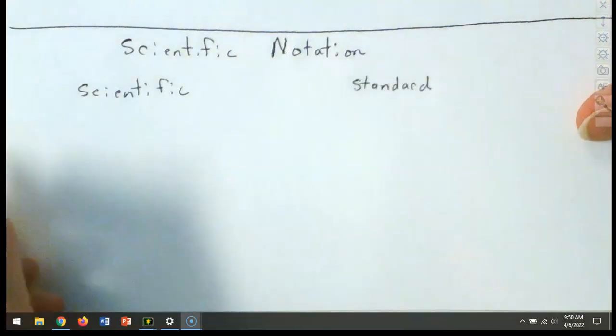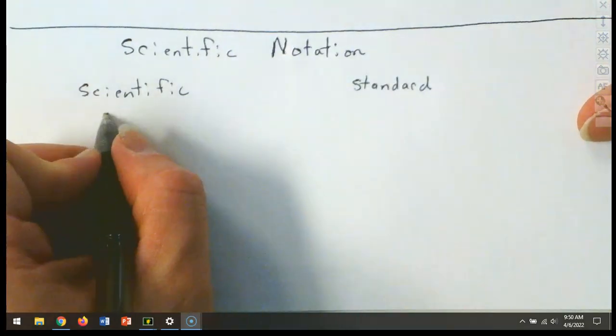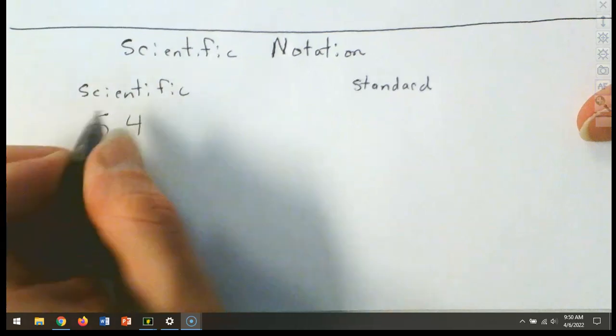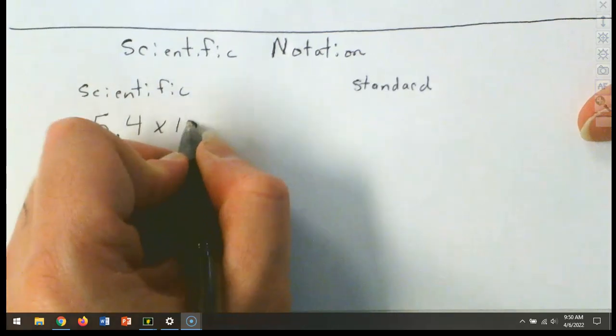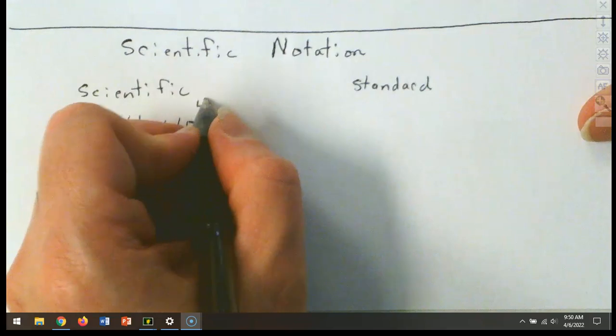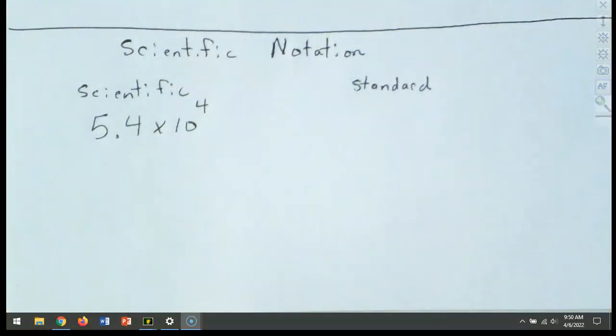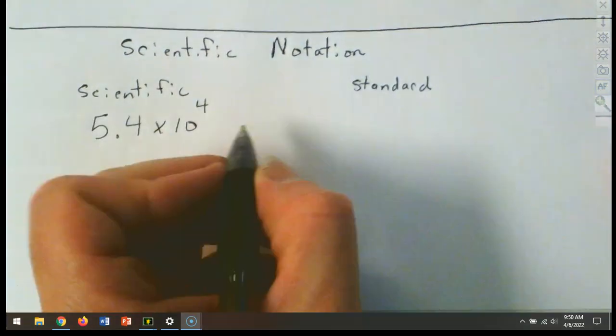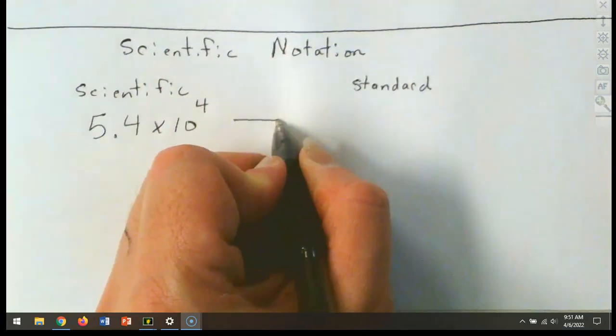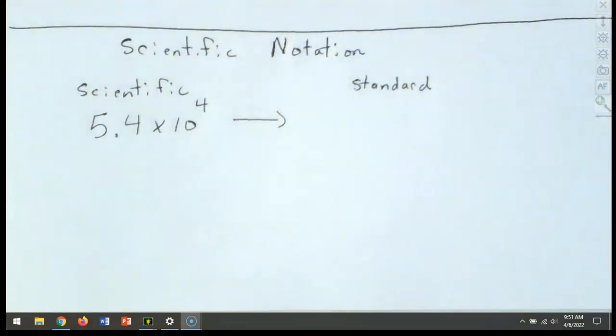So this is a number in scientific notation: 5.4 times 10 to the 4th power. Okay, that is in scientific notation. Now let's see what that would be in standard notation. So to rewrite this in standard notation, we're going to have to add in the zeros.